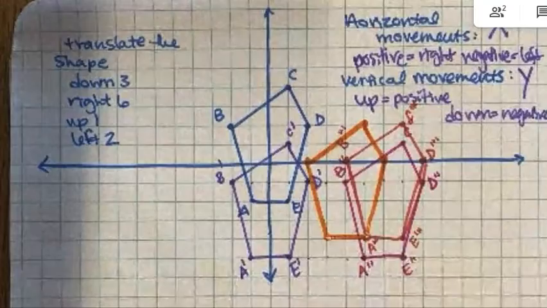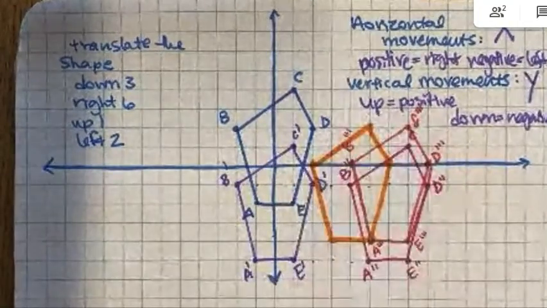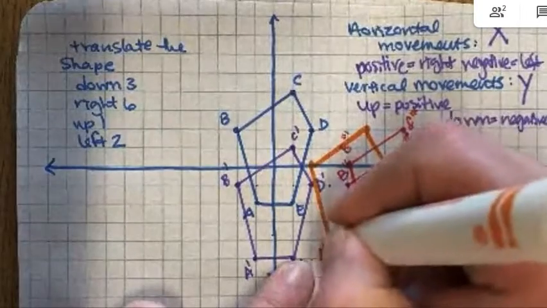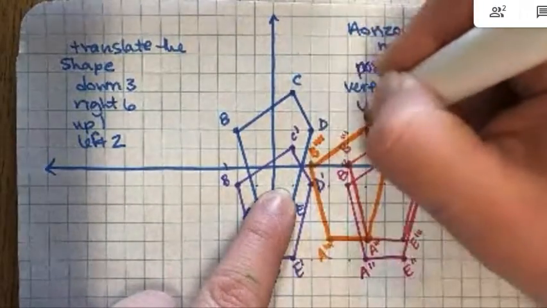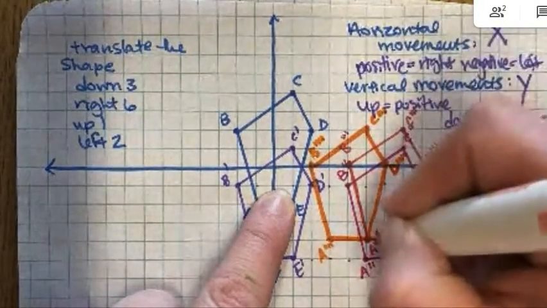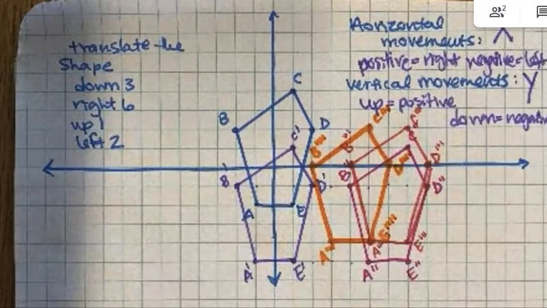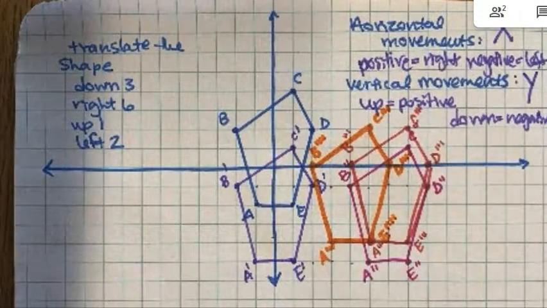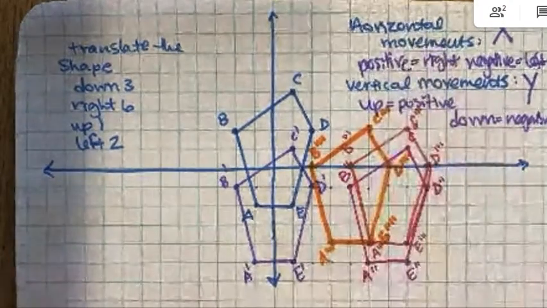Now we can see how it's moved down, to the right, up, and to the left. And we can see all these new points. This is A quadruple prime, and B quadruple prime, C quadruple prime, D quadruple prime, E quadruple prime. We can see how they all have moved from left to right, up and down, and we can see how they have moved vertically or horizontally based on that.